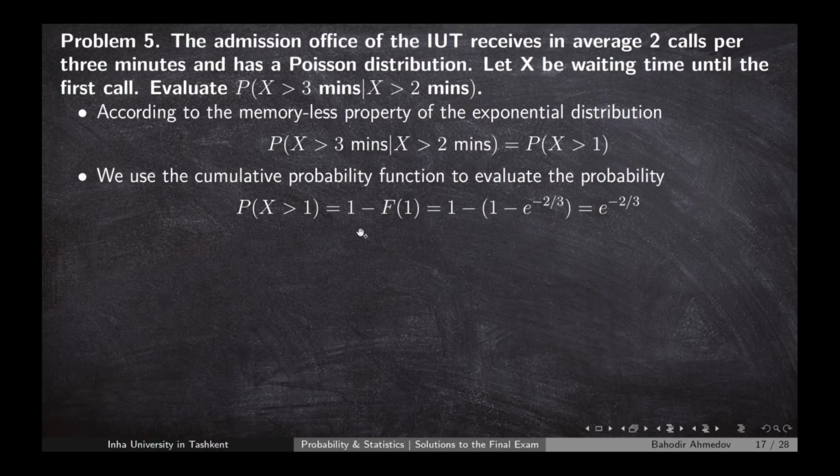Then the probability that x is more than 1 minute is equal to 1 minus the probability that x is less than 1 minute. And we just need to substitute the probability of x less than 1 minute with the solution which we found before, right? So this is going to be equal to 1 minus (1 minus e to the power of minus 2 over 3), which equals e to the power of minus 2 over 3. It's the probability of waiting time more than 1 minute, or the probability that the waiting time is more than 3 minutes if we have already waited for more than 2 minutes.